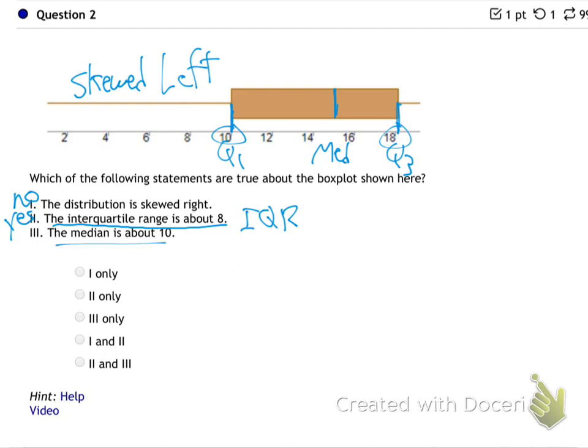How about number 3? The median's about 10. Is the median about 10? No, the median's right here. It's almost to 16. It's not 10. That one's no. So which one's true? 2 only. Good there? That makes sense?